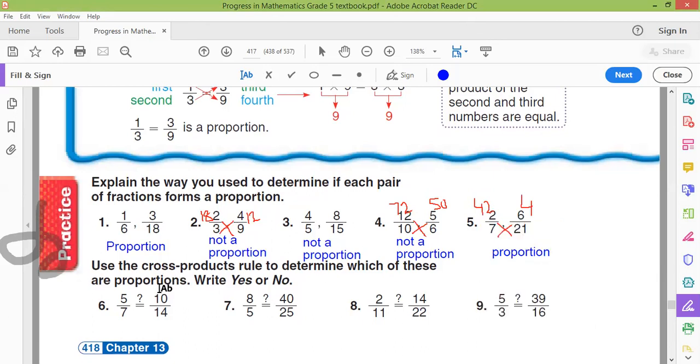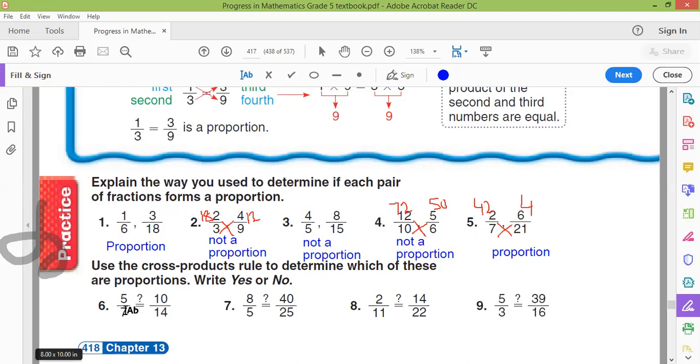Use the cross product rule to determine which of these are proportions. Write yes or no. Again, the same thing. Teacher, we can choose divide or multiply? You can use anything. Just check is it a proportion or not. Just write yes or no.